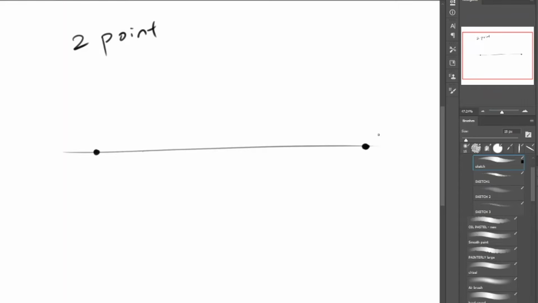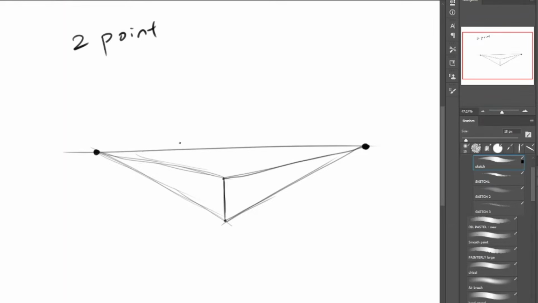Once you have the 2 points down, now you can find the middle edge of the cube that you're going to draw. So here is my edge. And what you're going to do is connect each end of the line to the vanishing points. So there you go, connect it. And I can't draw a straight line apparently, but yeah, connect the ends of the middle line to your vanishing points.